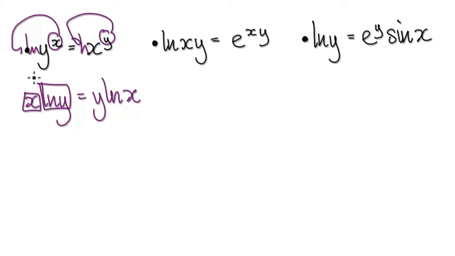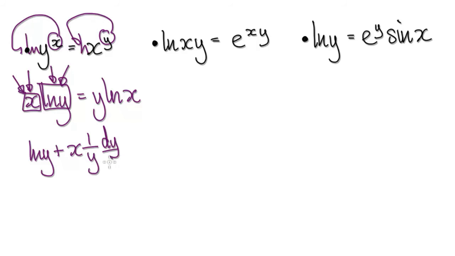The product rule is differentiate the first, leave the second alone. So when you differentiate x, it would be 1, leave the second alone, that would be natural log of y, and then plus, leave the first alone and differentiate the second. It would be 1 over y, but because y is a function of x, you've got to stick dy by dx in here, and then equals this.